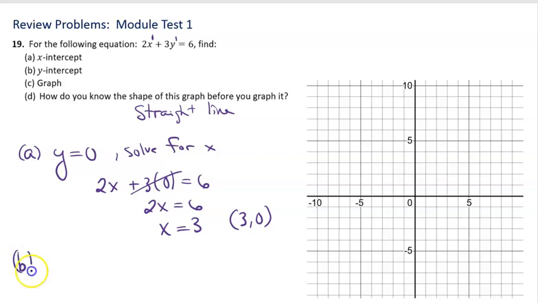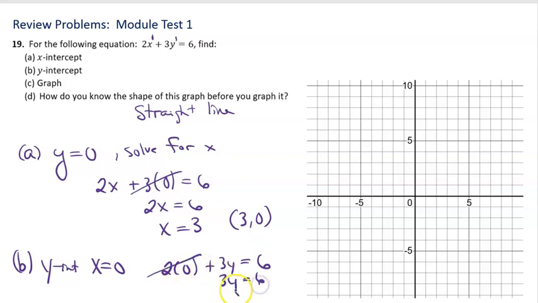Part B, to find the y-intercept, you set x equal to 0. Okay, you do the opposite. So I have 2 times 0 plus 3y is equal to 6. 2 times 0 is 0. That gives me 3y is equal to 6. That gives me y is 2 when I divide both sides by 3. That gives me the point (0, 2).